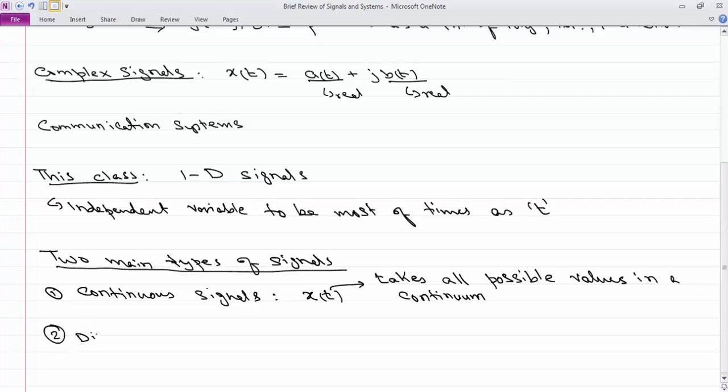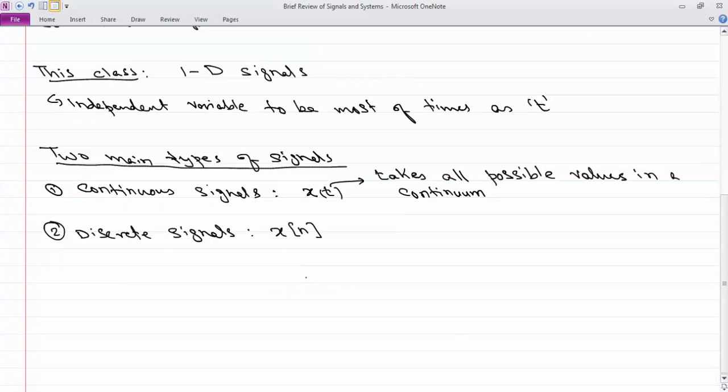are discrete time signals or discrete signals, and we commonly write them as x of n, y of n, and so forth, z of n. Now again, the thing that describes whether it's a discrete signal is the independent variable that describes that signal. So in that case, the variable n takes only a discrete set of values.